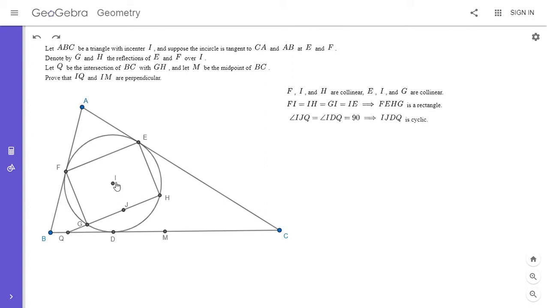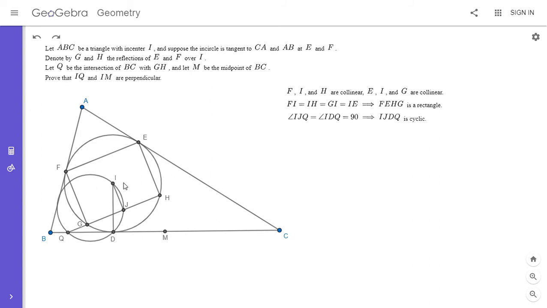So we have angle IJQ is 90 degrees, and that's because the segment joining the center of a circle to the midpoint of a chord is always perpendicular to that chord by symmetry. So angle IJQ is 90 and angle IDQ is 90. So IJDQ is cyclic and QI is a diameter. All right. So I just drew in the circle there.